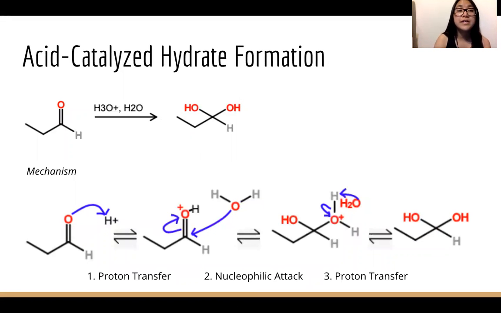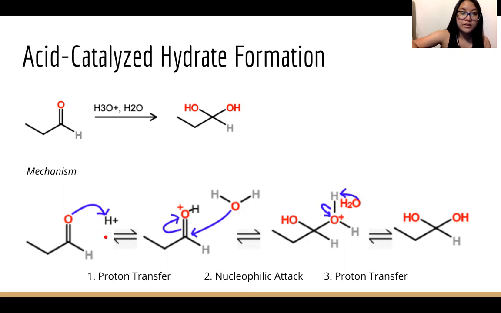Next, we're going to go through an acid-catalyzed hydrate formation. So you can see that we're using the same starting material and we end up with the same product. We're just using acid instead of a base. So just like I said with base-catalyzed, with acid-catalyzed, since we're using an acid, all of the steps in this mechanism are either going to be neutral or positive. There's never going to be a point where there's going to have a negative charge.